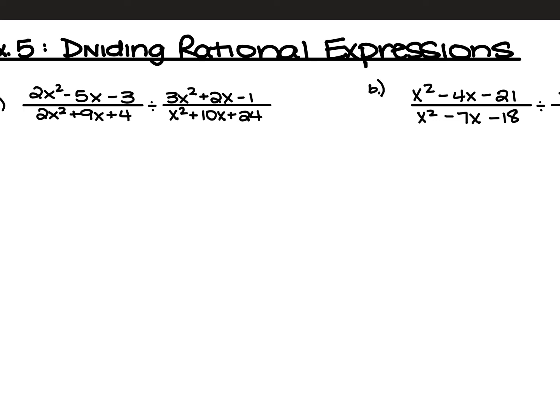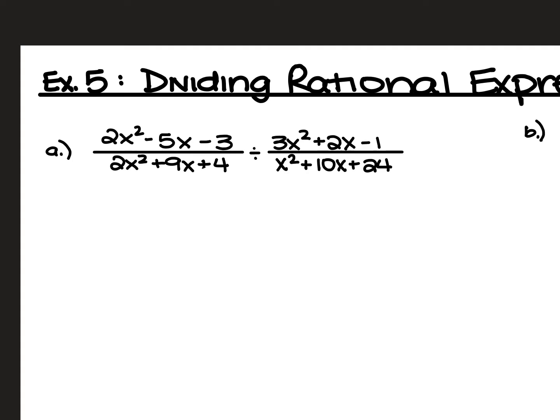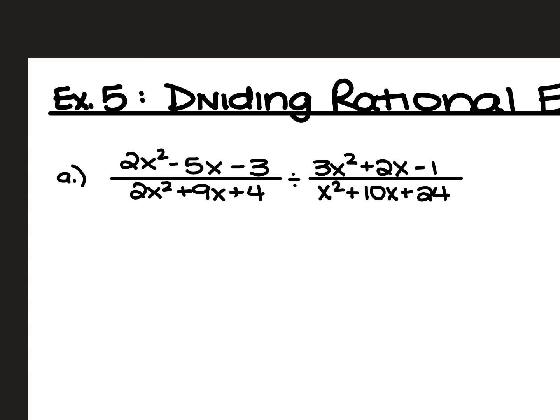For example A, you're given 2x squared minus 5x minus 3 over 2x squared plus 9x plus 4 divided by 3x squared plus 2x minus 1 over x squared plus 10x plus 24. For the top of the first fraction, you have a 2 and a negative 3 that multiply. That gives you negative 6. Your factors of negative 6 that add up to be negative 5 are 1 and negative 6. So that's 2x squared plus x minus 6x minus 3.